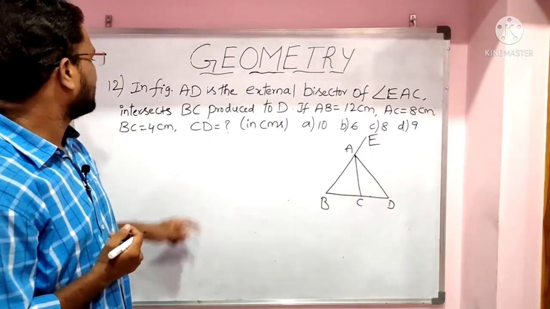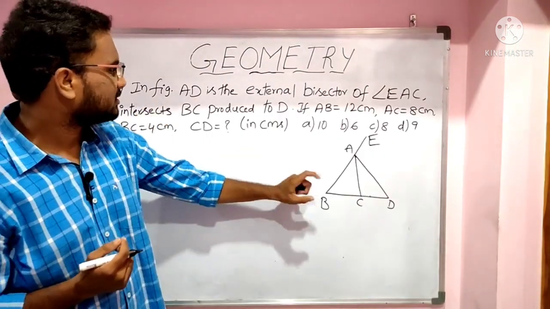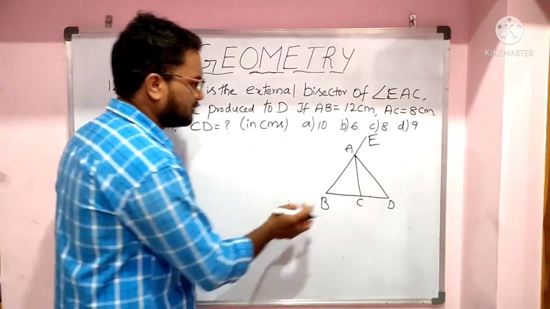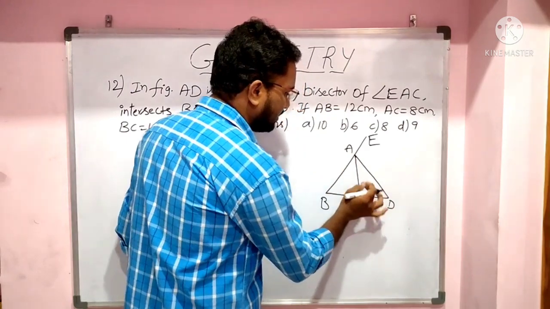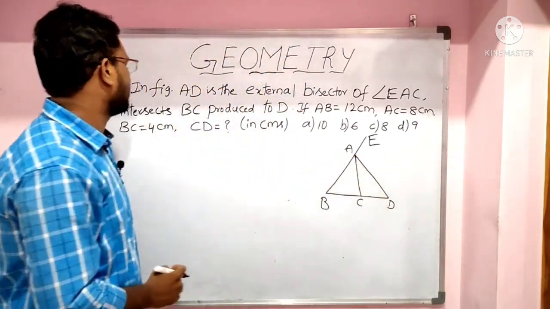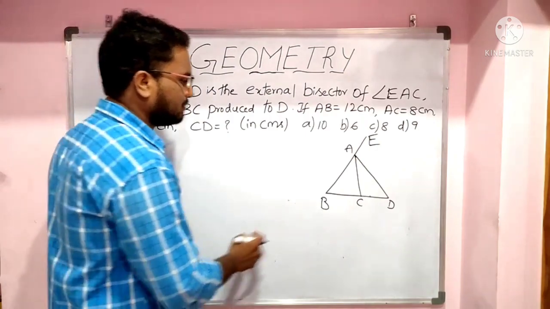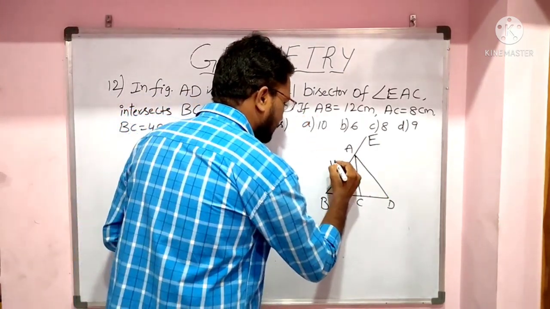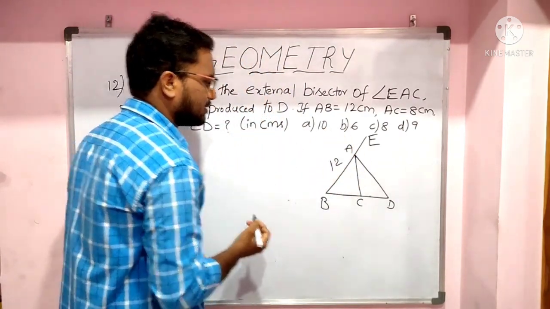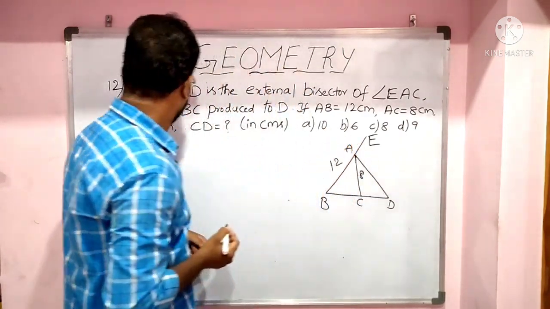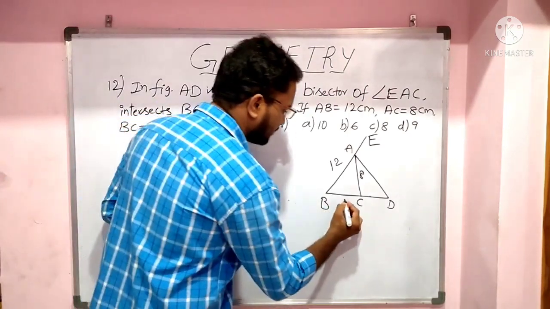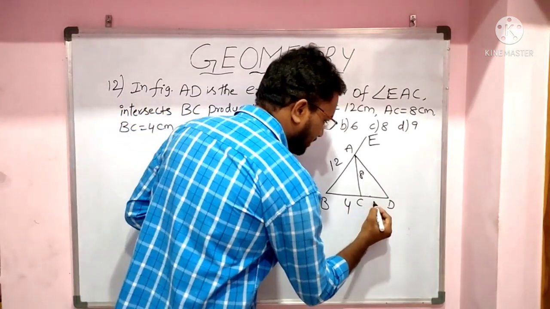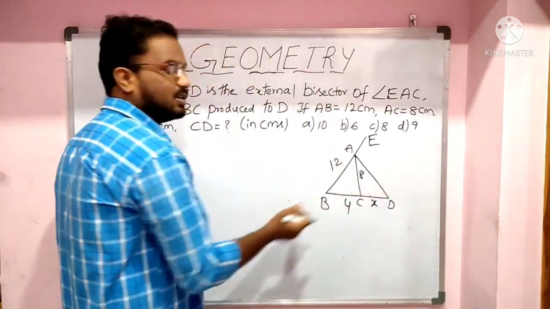Next problem. In the figure, AD is the external bisector of angle EAC, intersecting BC produced to D. If AB equal to 12, AC equal to 8 centimeters, and BC equal to 4, we need to find CD. Let us say this is x, the CD value we need to find.